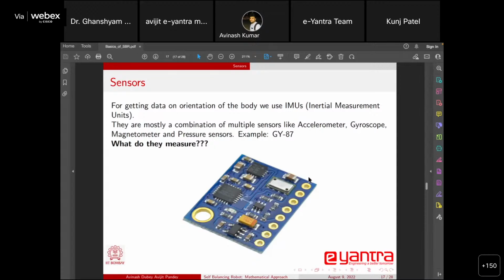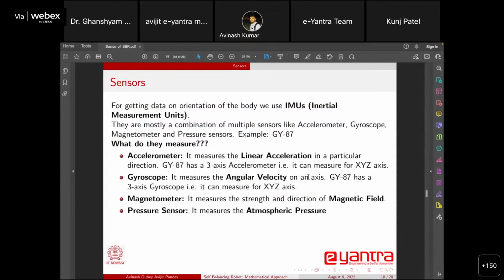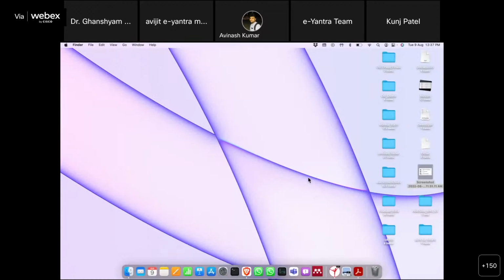The accelerometer is responsible for measuring the linear acceleration. If you remember, in CoppeliaSim, we can directly measure the angle of the body just by writing one line of code.